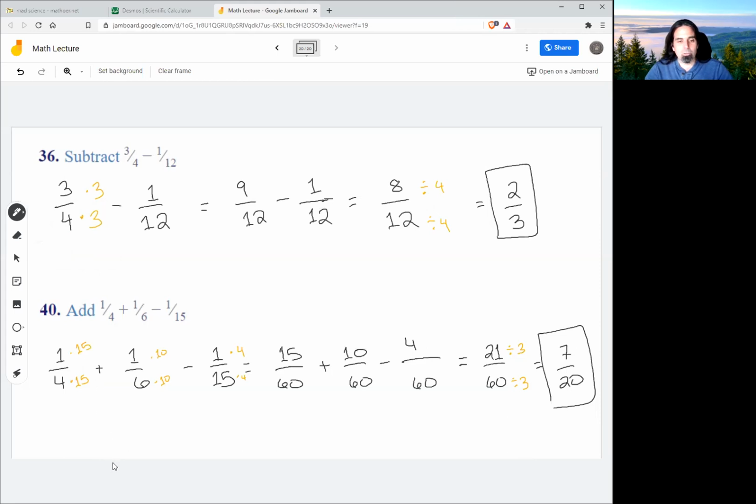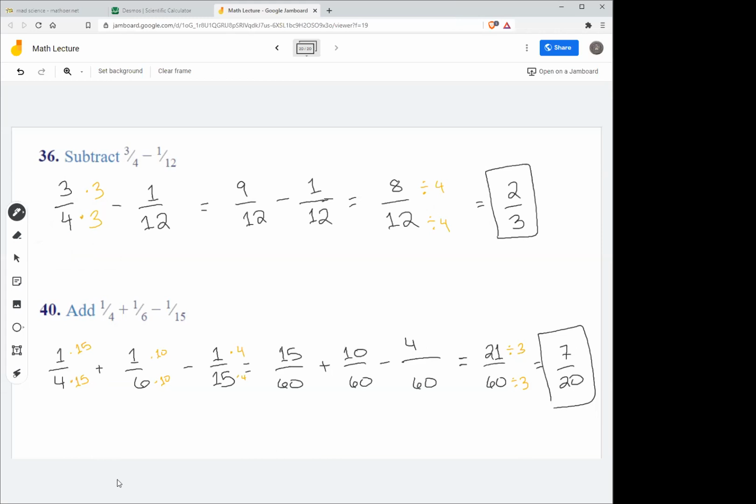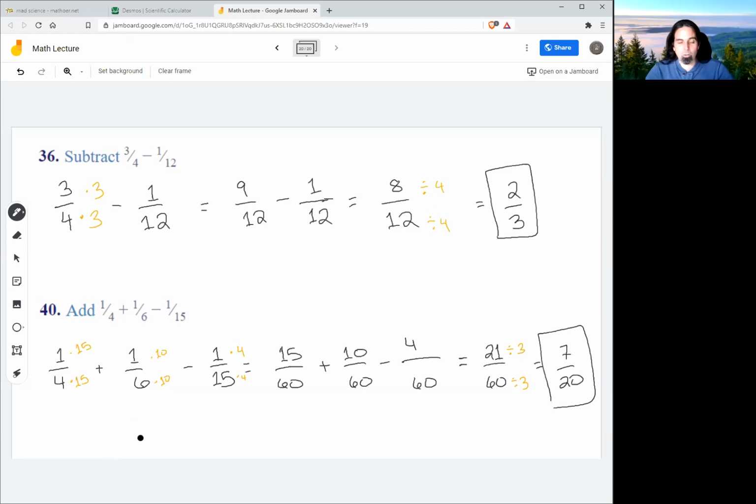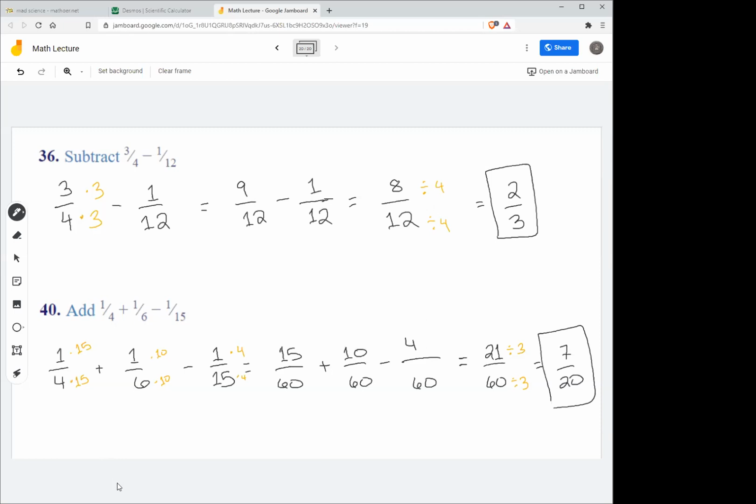Questions about either of these? I understood number 40 better. I got stuck on that one. Do you need me to write up more steps for 40? I should be okay. Thank you.